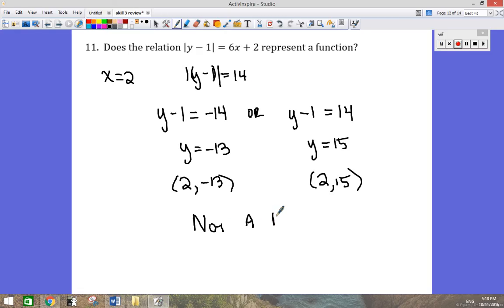And so we don't have to go through that process every time. We sit there and say, hey, when I see absolute value symbols around that y variable, it's not a function.